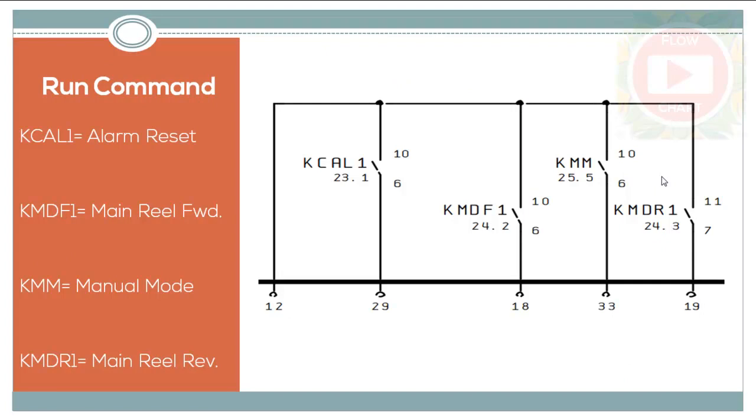This is for run command. Here we use terminals 12, 29, 18, 33 and 19. 29 is for alarm reset, 18 for forward run command, 33 for manual mode and 19 for reverse run command. That's all that is required to run the inverter and drive the reel motor. We need to program according to the terminal connection, we will see in programming setup.